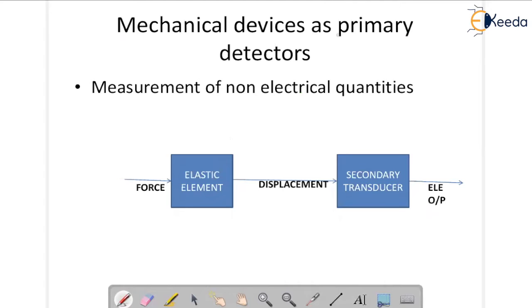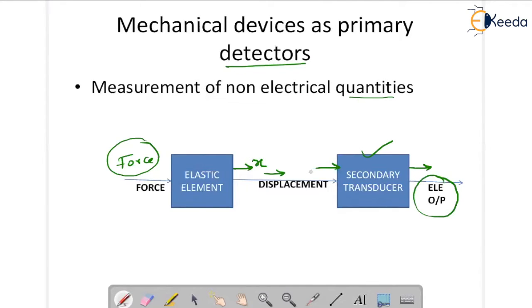Now let's look at some mechanical devices as primary detectors. Now measurement of non-electrical quantity. Let's take some force that is applied to this elastic element, due to which there will be some displacement, and this displacement is given as the input to the transducer. As you know, a transducer converts one form of energy to electrical output. So you'll apply some force to this elastic element, by which you'll have some displacement, and this displacement is given as input to the transducer, wherein you'll get the electrical output. So this is called a secondary transducer.